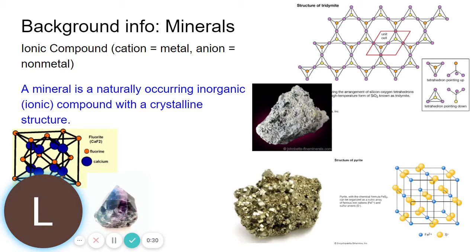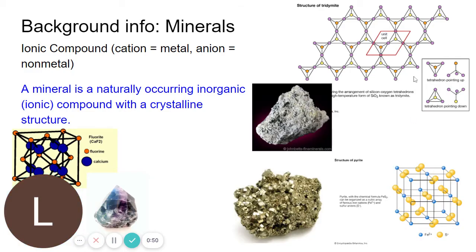So first of all, what are minerals? It's an ionic compound where the cation is a metal, the anion is some sort of nonmetal. We consider them inorganic. That's the word for an ionic compound, an inorganic compound. And they form sort of this crystal structure because of the positives and negatives.